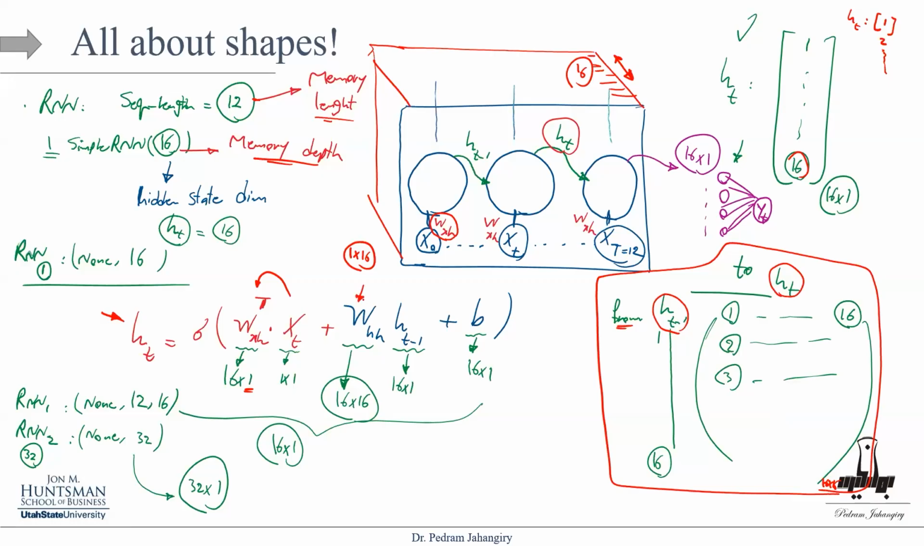So now you know this H is 16 by 16, and then you multiply it by, again, this is the entire RNN, that hidden state, everything is there, right?